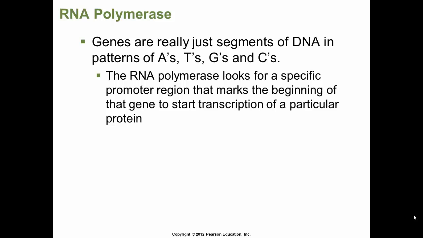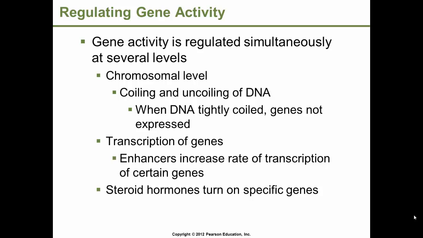Genes are really just segments of DNA in patterns of A's, T's, G's, and C's. RNA polymerase looks for that specific promoter region that marks the beginning of that gene to start transcription for a particular protein. Gene activity is regulated simultaneously at several levels. At the chromosomal level, in the coiling and uncoiling of DNA, when DNA is tightly coiled, the genes are not expressed.